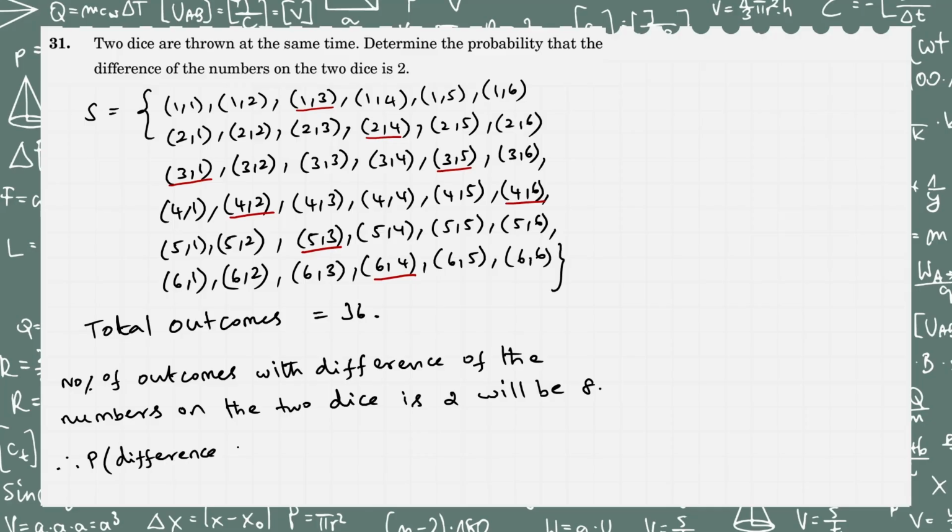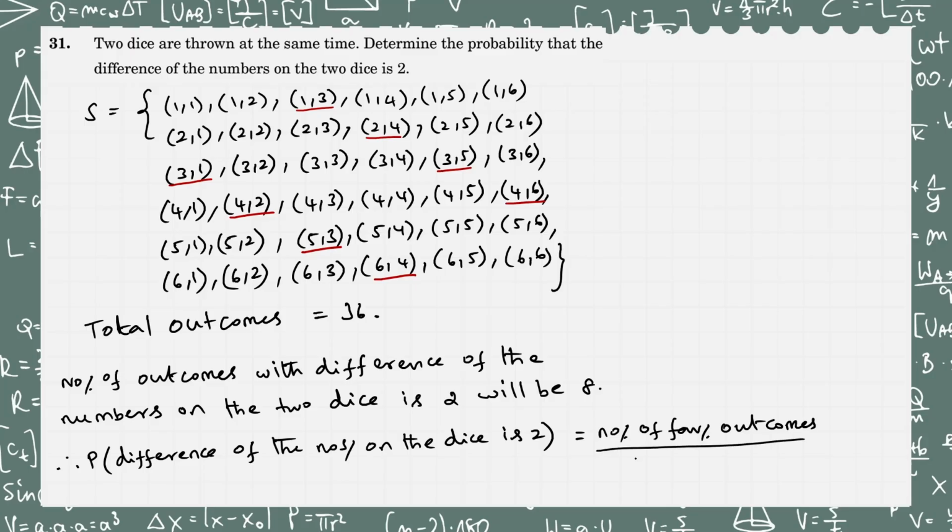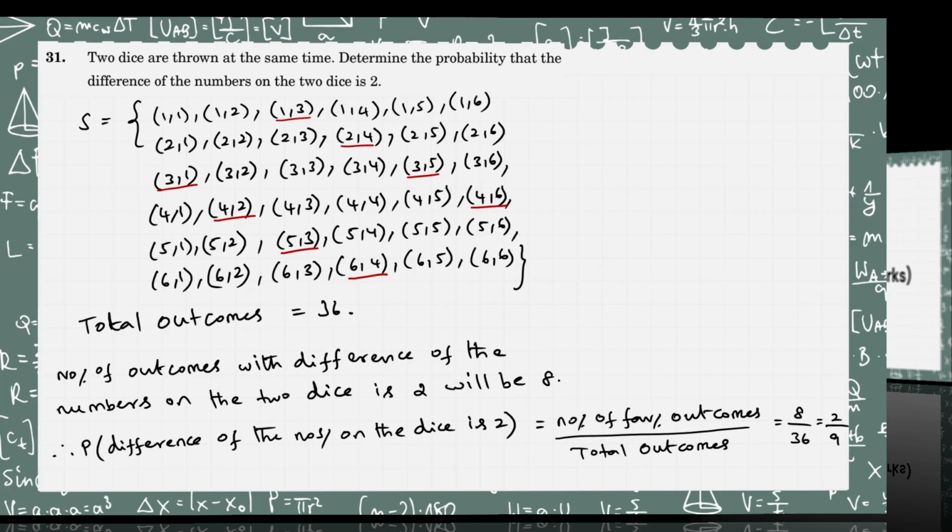So therefore probability of difference of the numbers on the dice is 2 will be number of favorable outcomes divided by total number of outcomes, right? So that will be equal to, favorable outcomes are 8 and total outcomes is 36, which we can simplify. 4 2 times 8, 4 9 times 36. So 2 by 9 is the required probability.